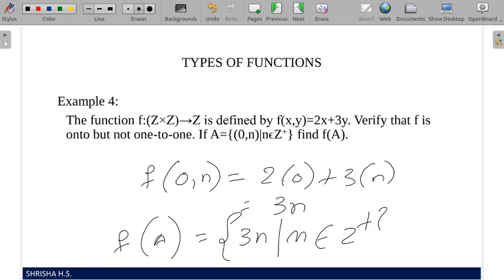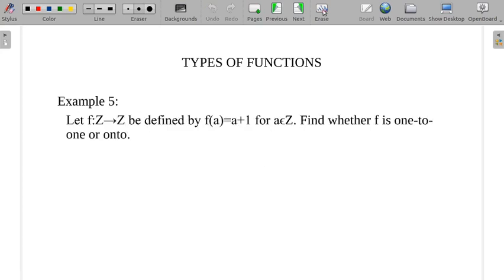Okay, so we can write it like that: start with the positive integers, Z plus, starts with 1. So 3, 6, 9, the positive integers are infinite, so complete it with dot dot dot. Okay, so this is then the answer for the third part. So next problem, example 5.